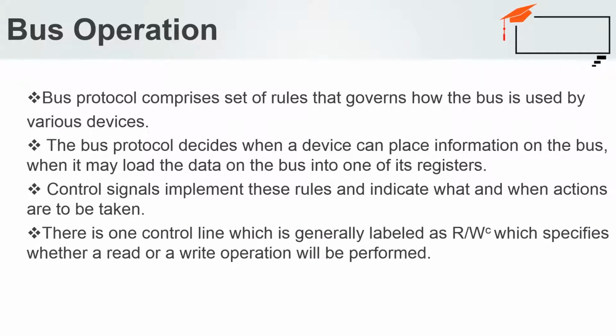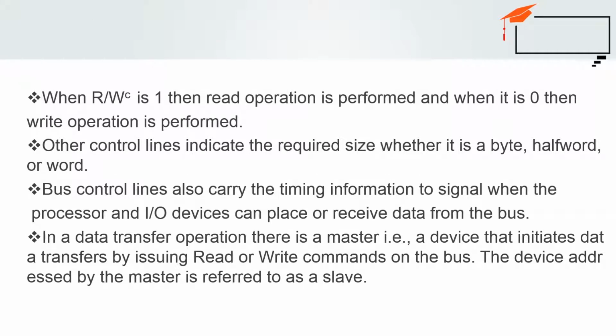There is one control line which is generally labeled as R/W, which specifies whether a read or a write operation will be performed. When R/W is 1, a read operation is performed, and when it is 0, a write operation is performed. Other control lines indicate the required size, whether it is a byte, half word, or a word. Bus control lines also carry the timing information to signal when the processor and input-output devices can place or receive data from the bus.